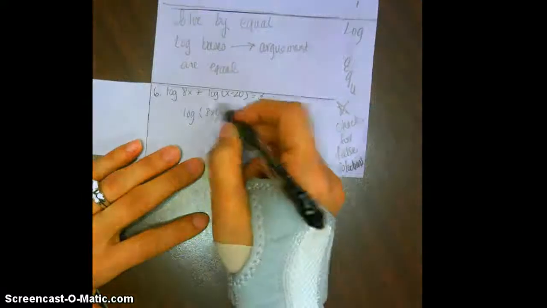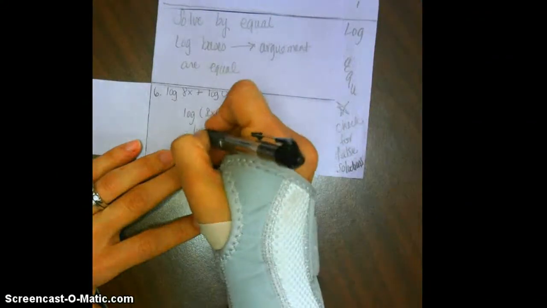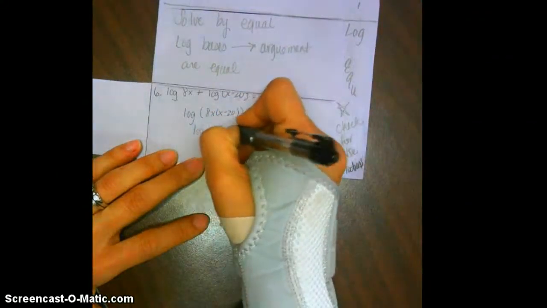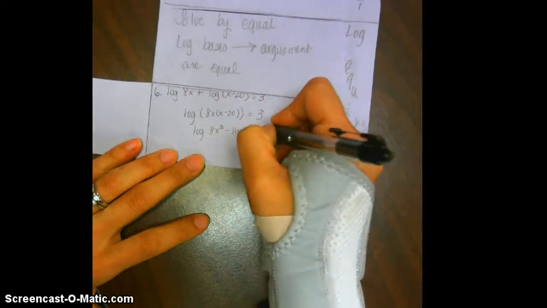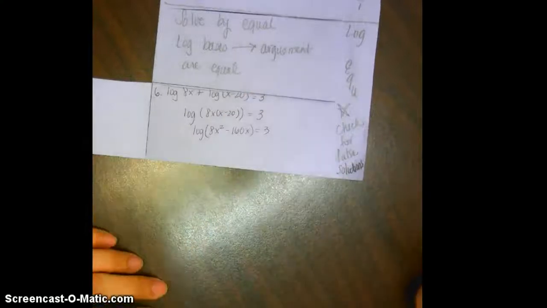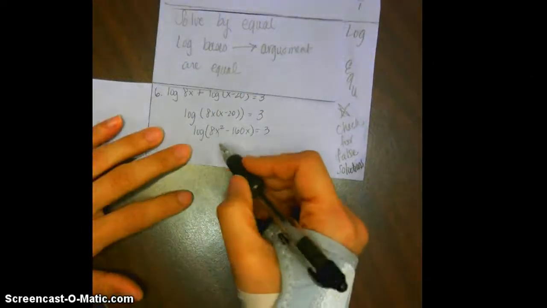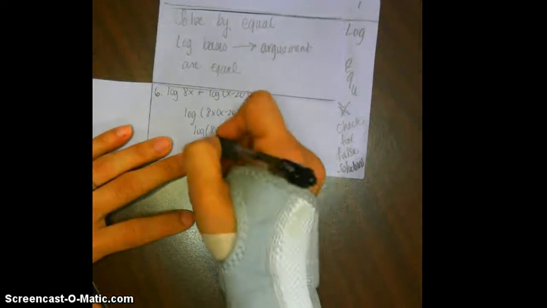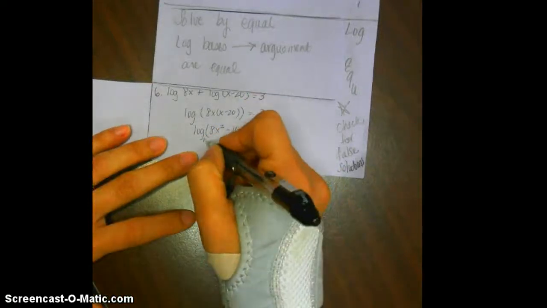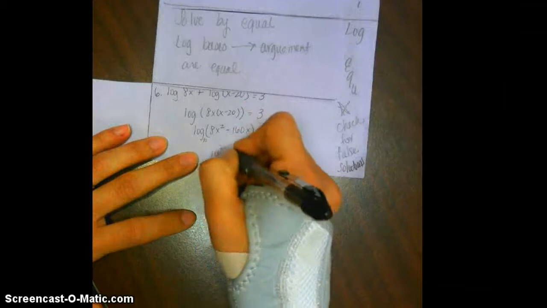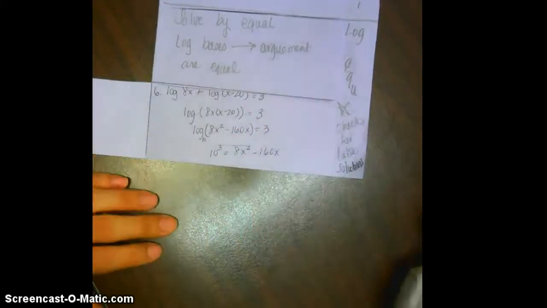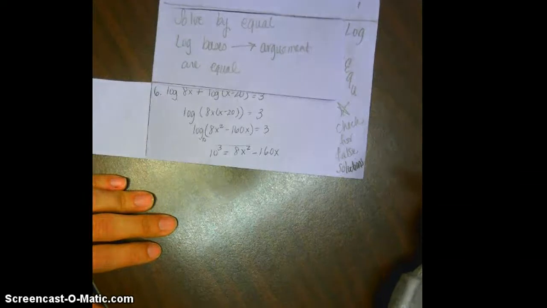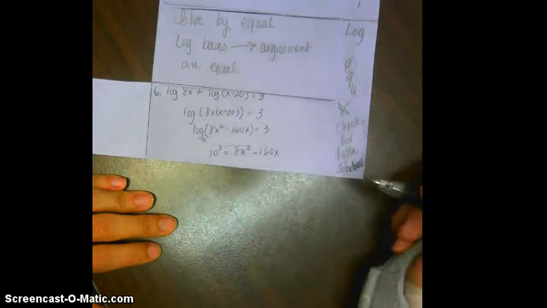And we're going to have to distribute that. So now this is log of 8x squared minus 160x. From there, to solve, since I only have log on one side of the equation, we're going to rewrite in exponential form. This log is base 10, so when we rewrite it, it's 10 to the third power equals 8x squared minus 160x. From there, you're going to solve using the quadratic after you move over 10 cubed.